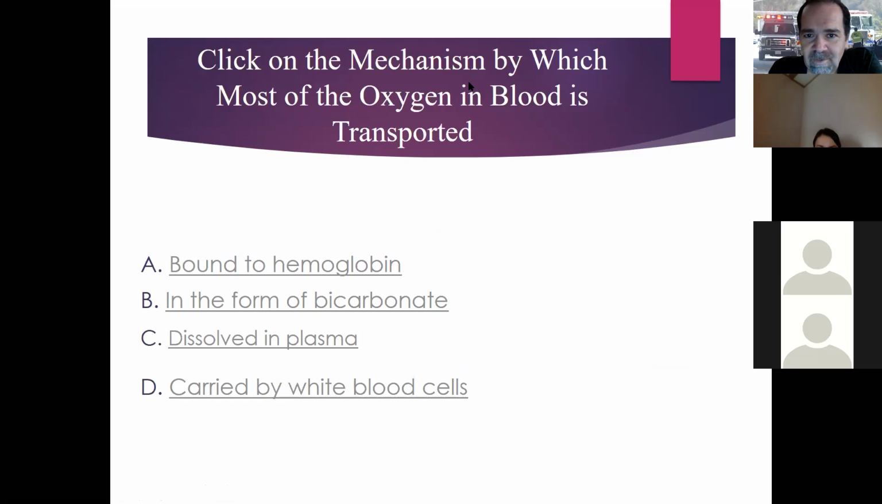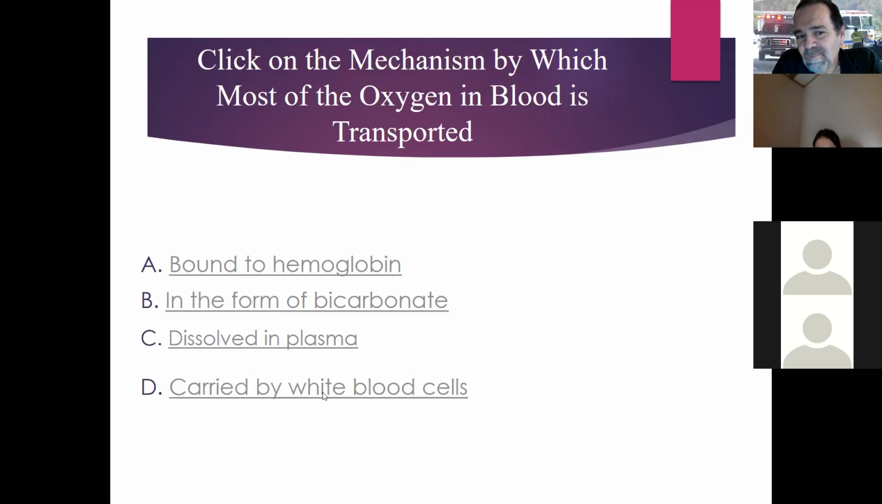So let me ask you this question. In which mechanism is most of the oxygen in the blood actually transported? Is it bound to hemoglobin, in the form of bicarbonate, dissolved in plasma, or carried by white blood cells? Well, you know white blood cells are not going to be the one because white blood cells don't carry oxygen. So which one is it?